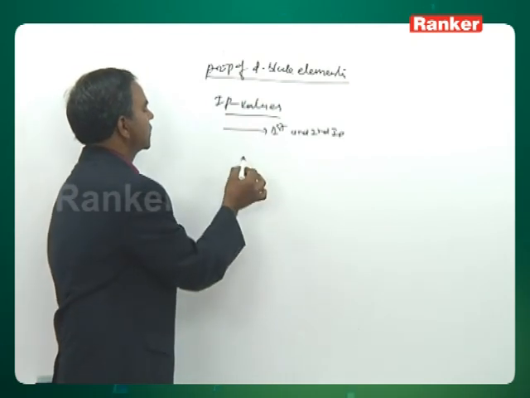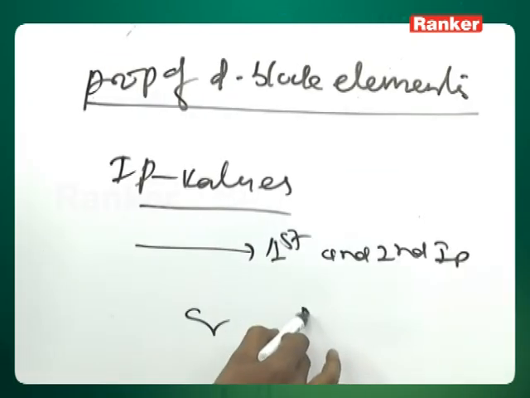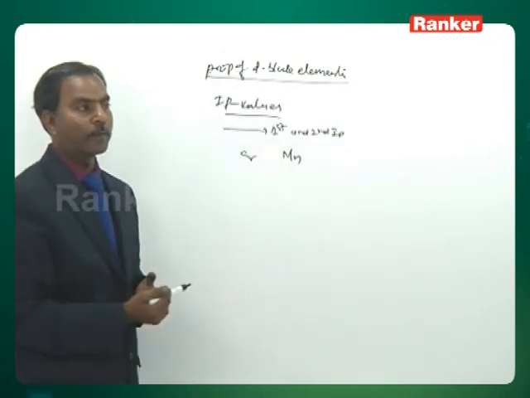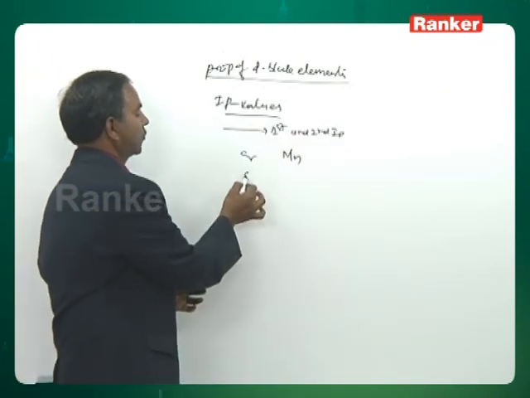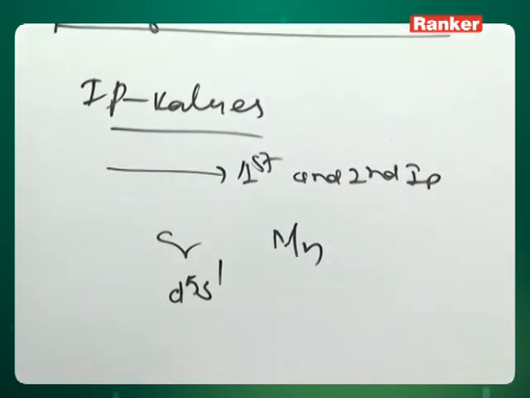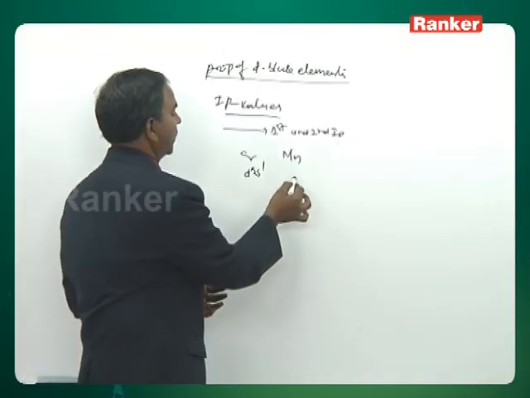But in the case of, consider chromium and manganese. Take chromium and manganese. What is the electronic configuration of chromium? You know well, D5S1, and manganese, it is what?